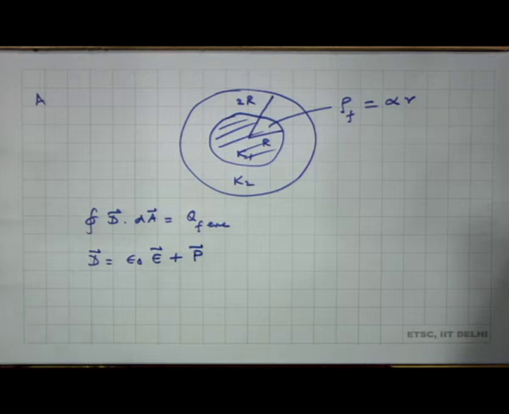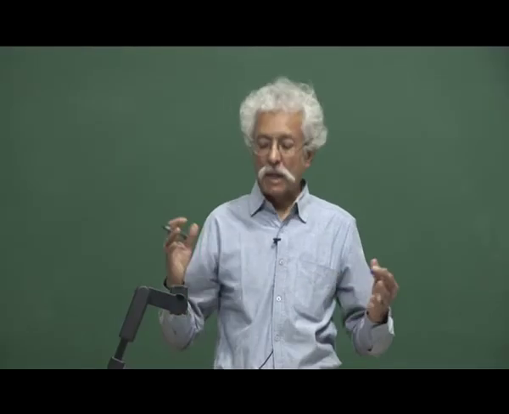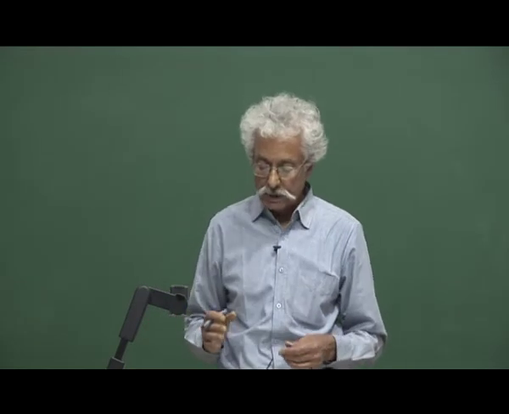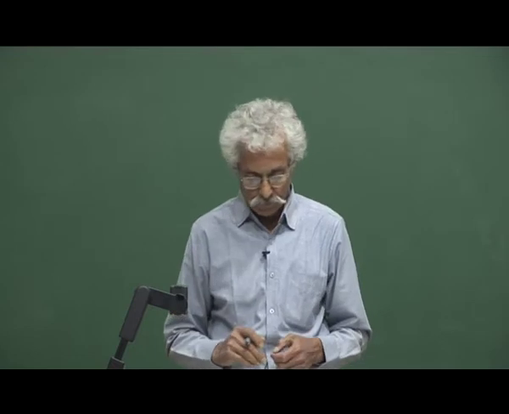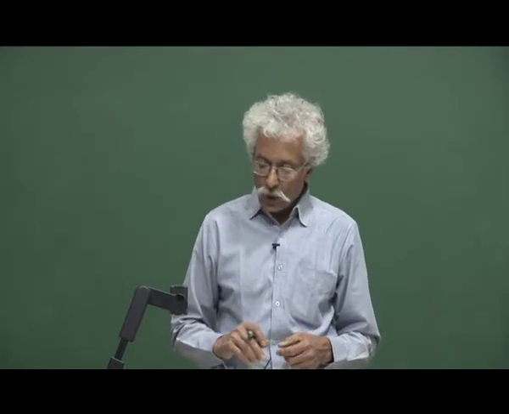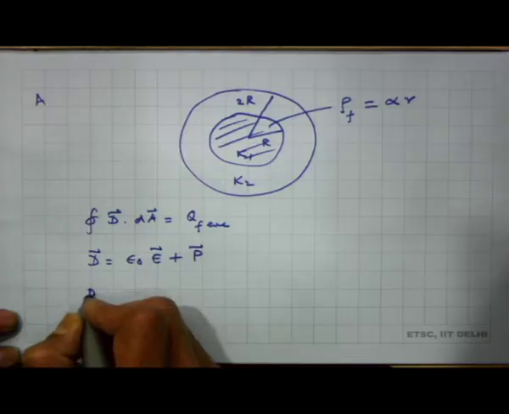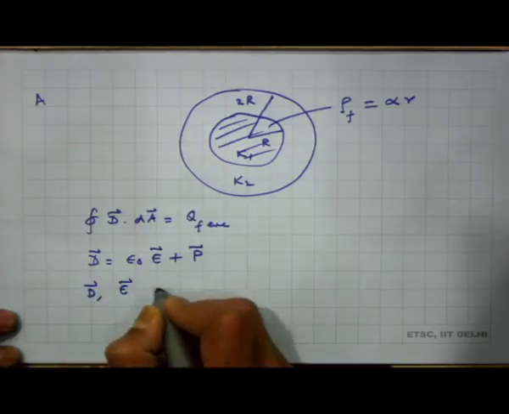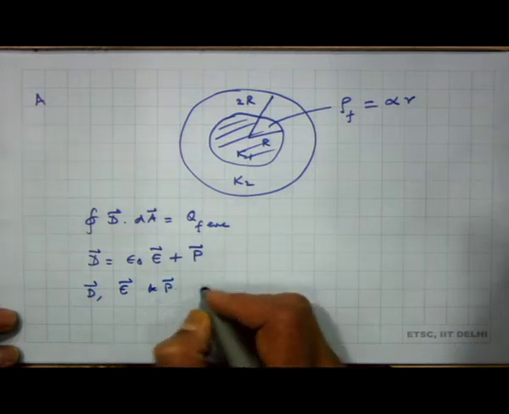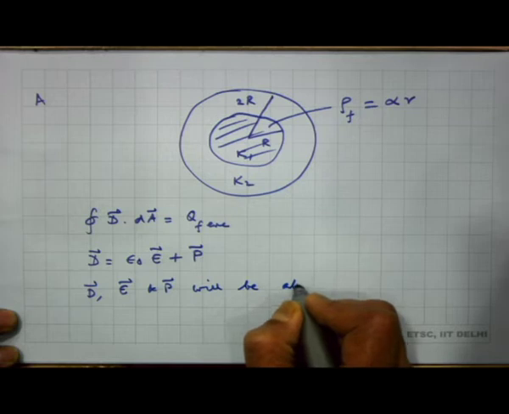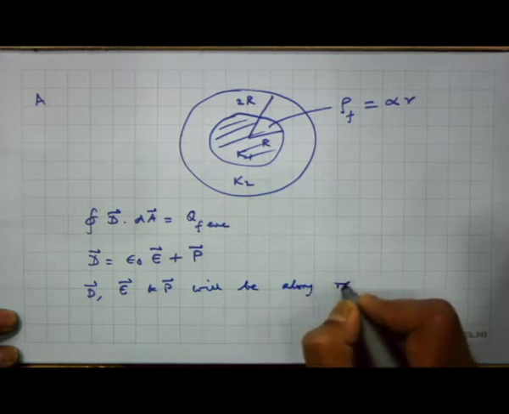enclosed by that surface. Now, the advantage of this formulation, as we saw at that time, is I do not need to know the presence or absence of bound charges anywhere, it is only the free charges which I need to know, which will decide my displacement vector D. Now, because of the symmetry of this problem, again D vector, E vector and P vector will be along the radial direction.